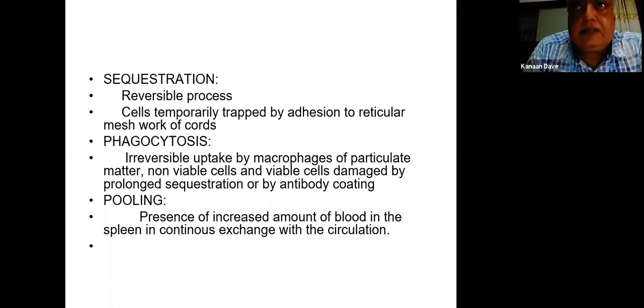Then there is this pooling function. One third of the circulating platelets are pooled in the spleen, in a normal spleen. And the amount of platelets that are pooled in the spleen increases when the spleen is massively enlarged, causing thrombocytopenia. So in certain conditions, there is engorgement of the spleen with an increased amount of blood, and this is in continuous exchange with the circulation. So those are the three principal functions of the spleen.